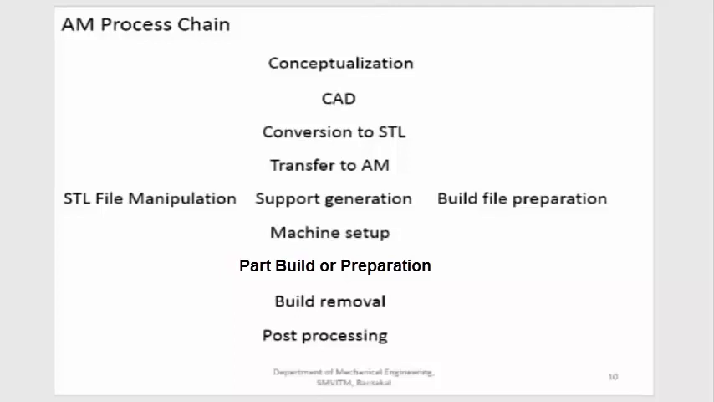So this is the additive manufacturing process chain, or what are the steps that are involved if you want to produce a component by additive manufacturing. The first one is the conceptualization, which means a person will think that I want a particular shape of the component. That is the meaning of conceptual. Somebody will have a concept of a particular product that has to be created.